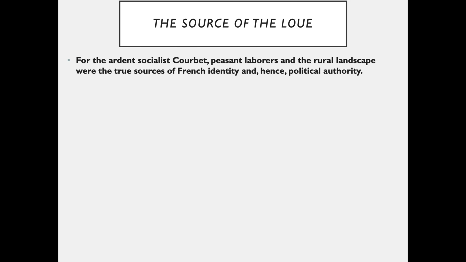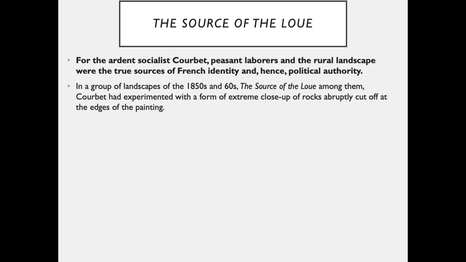For the ardent socialist Courbet, peasant laborers and the rural landscape were the true sources of French identity and hence political authority. In a group of landscapes from the 1850s and 60s, the Source of the Loue among them, Courbet had experimented with a form of extreme close-ups of rocks abruptly cut off at the edge of the painting. So again, you can see how much inspired by photography he was.